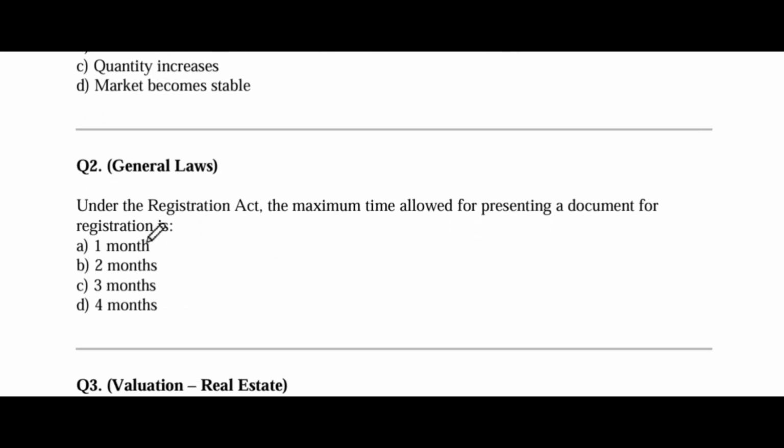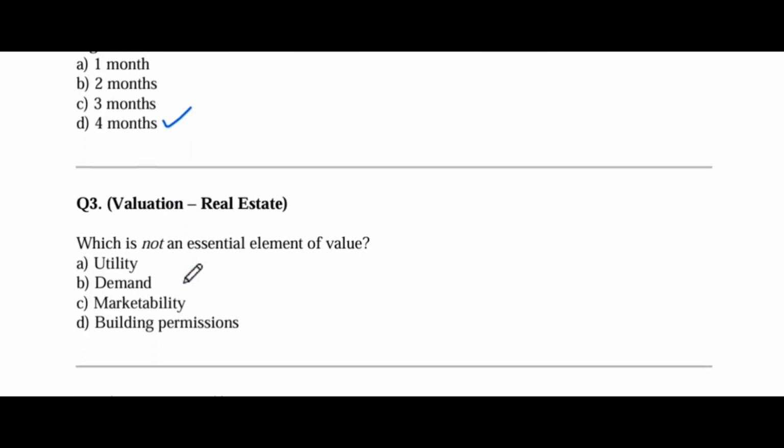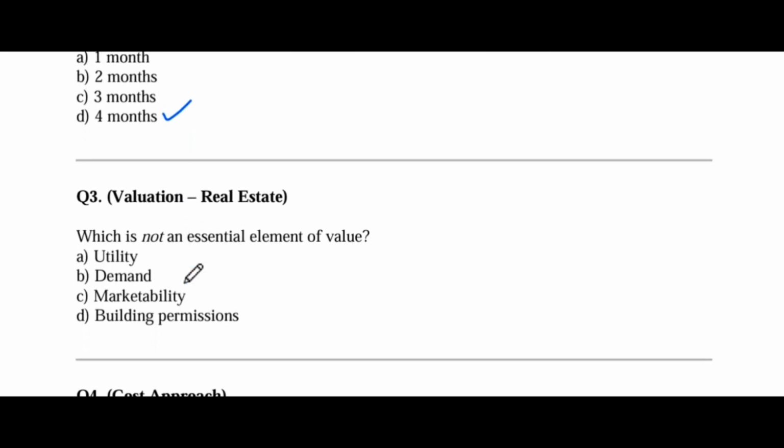Second question: under the Registration Act, the maximum time allowed for presenting the document for registration is? So the answer is 4 months. Which is not the essential element of value: utility, demand, marketability, building permission.